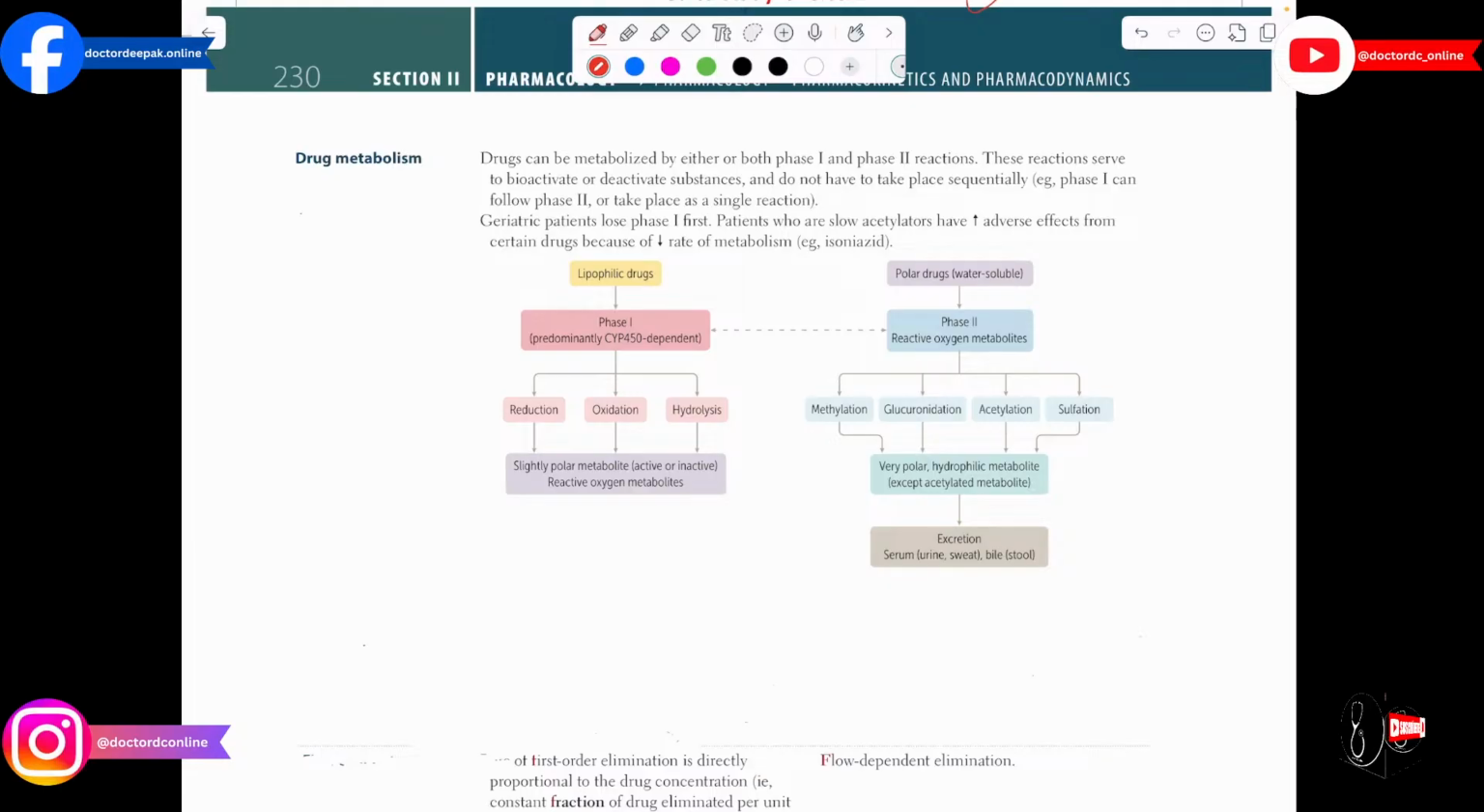Now we are going to start our new topic of drug metabolism. Drug metabolism mostly occurs in the liver, which reacts with drugs and metabolizes them. It is also called biotransformation of drugs.